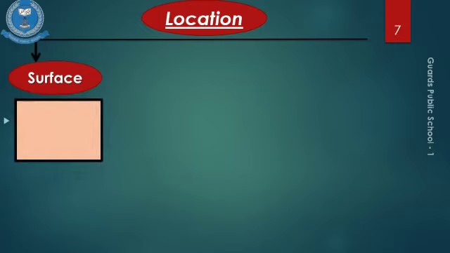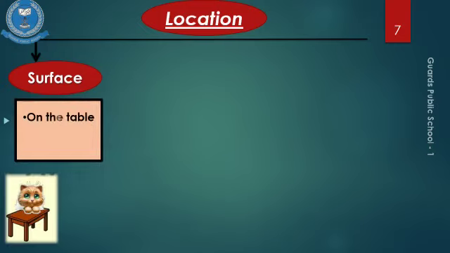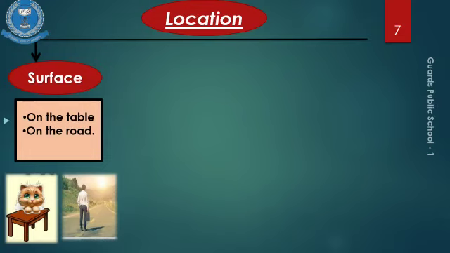First, we will discuss the preposition of location. It is further divided into three parts. The first is surface, for which we use the preposition on. For example, on the table, on the road, on the chair. This means that the noun or the object is in a static position or without any movement on the surface.